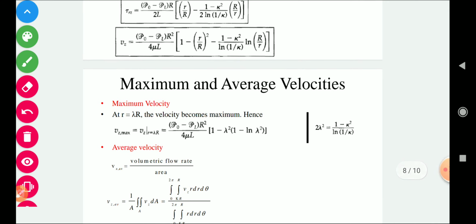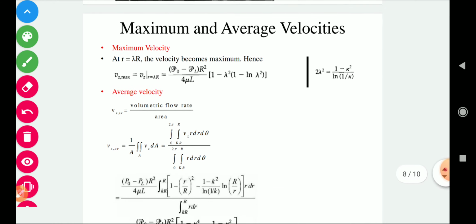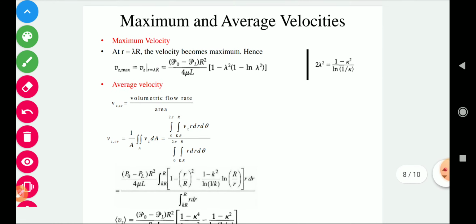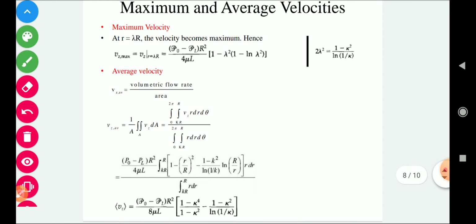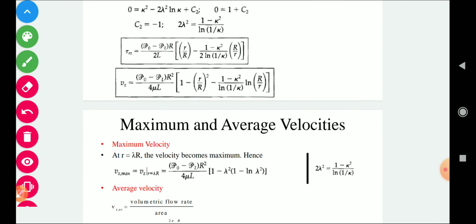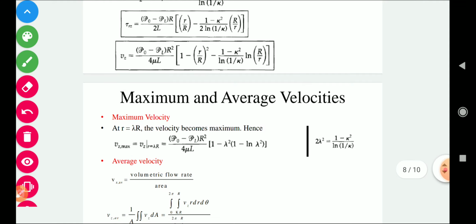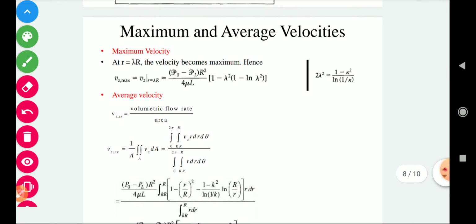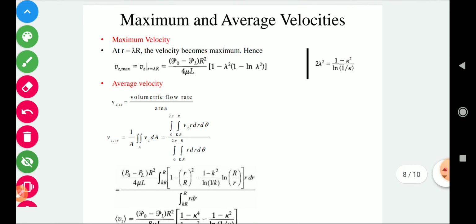Now moving further, by using this velocity profile we can calculate maximum velocity. So let us say the maximum velocity occurs at r equal to lambda R at some location. So if we put r equal to lambda R in this equation, then we can get the maximum value of velocity. So the maximum value of velocity will be this one.